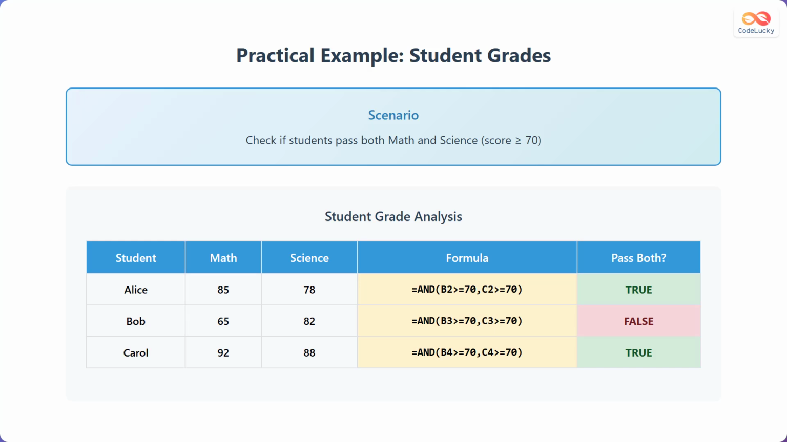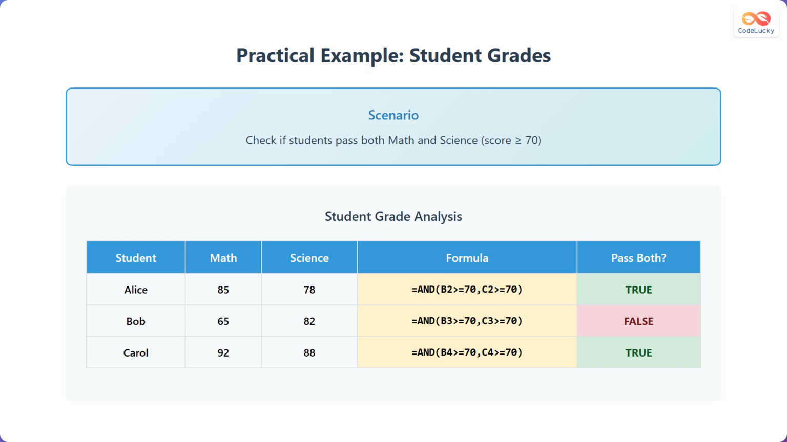Let's look at a practical example using student grades. In this scenario, we want to check if students pass both math and science, assuming a passing score is 70 or higher. The table displays student names, their scores in math and science, the formula used, and the result. For example, Alice scored 85 in math and 78 in science. The formula equals AND(B2>=70, C2>=70) returns true, indicating Alice passed both subjects.